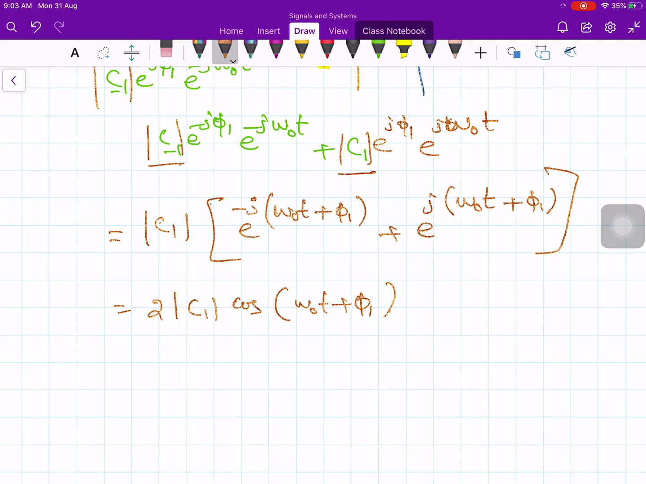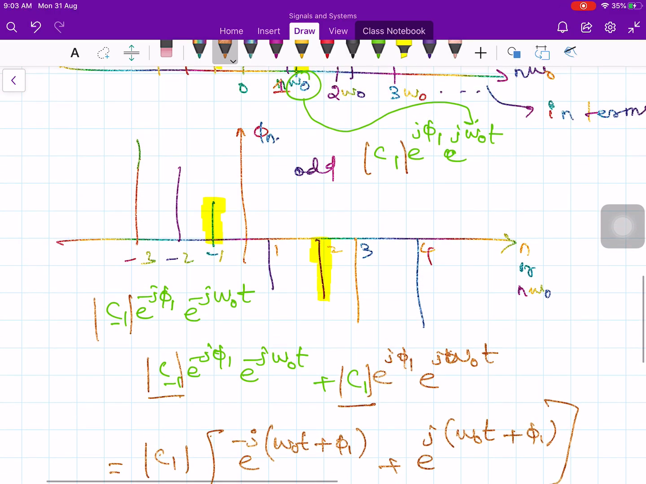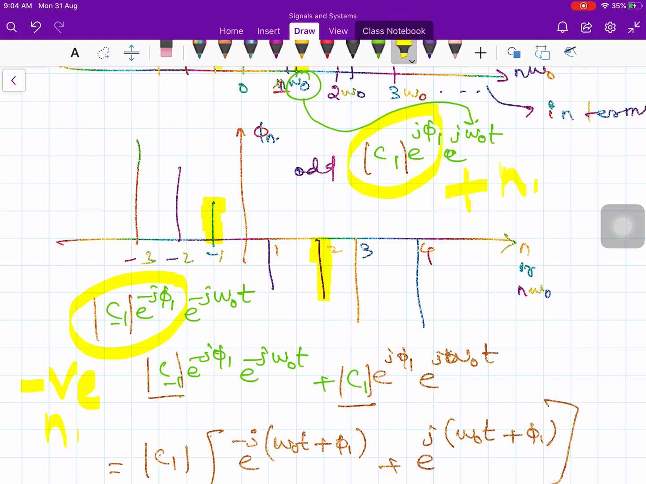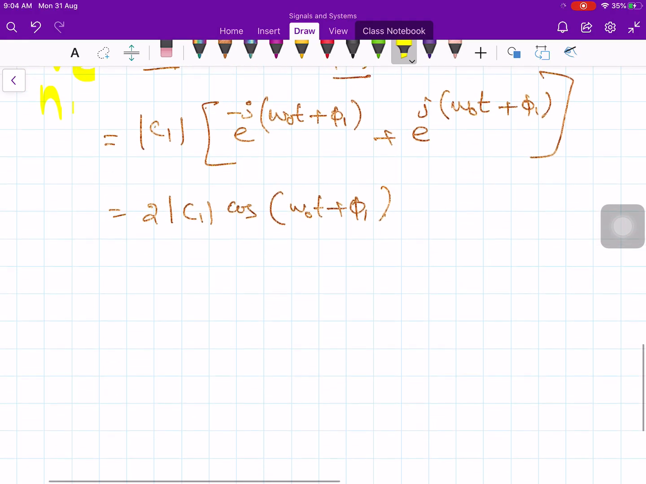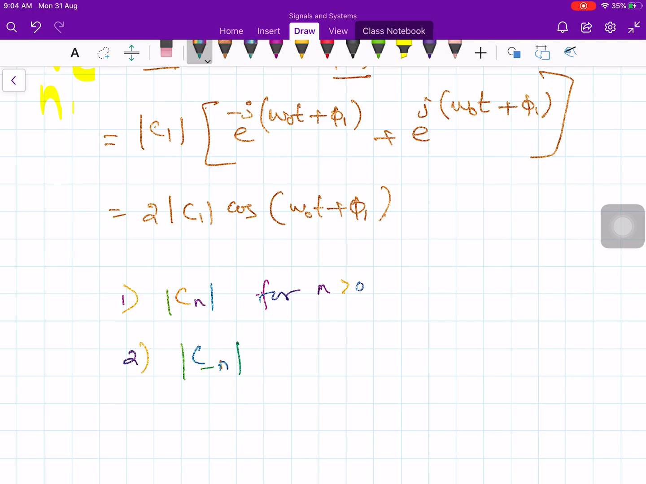Therefore, how many terms do we have? We have 4 terms. For negative n we have 2 terms, and for positive n we have 2 terms. So in general, I have the magnitude of Cn for n greater than 0, then the second term is the magnitude of C minus n for n greater than 0, and also I have phi n for n less than 0 and phi n for n greater than 0. So I have 4 terms.